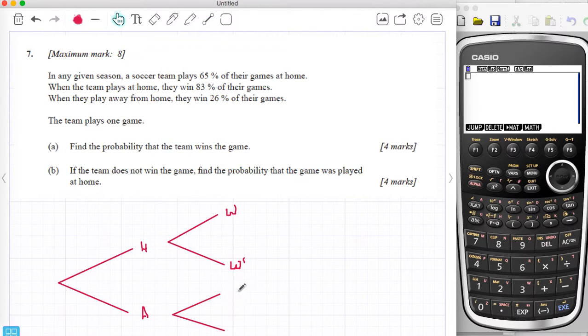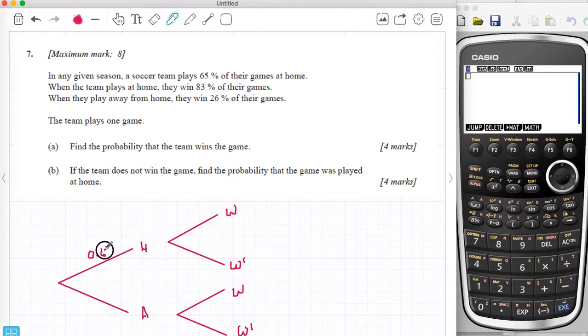Now I'm going to fill in some parts from the question onto my tree diagram. So eventually I'll get there. Now you might think this is taking a long time, but if we fill this in, everything else is going to become very easy.